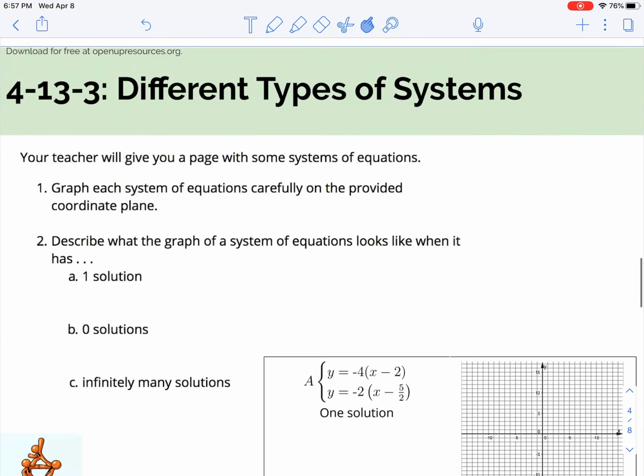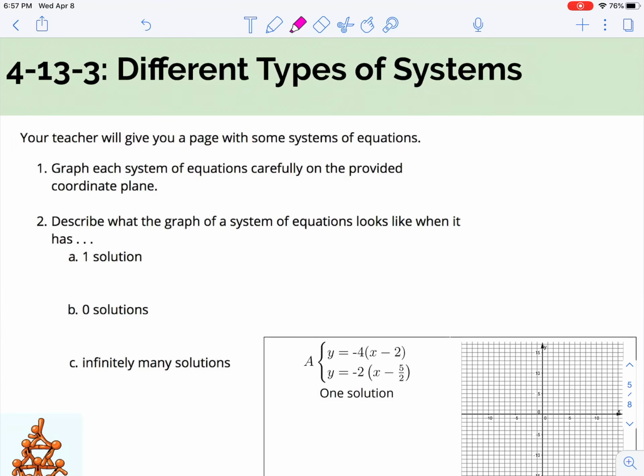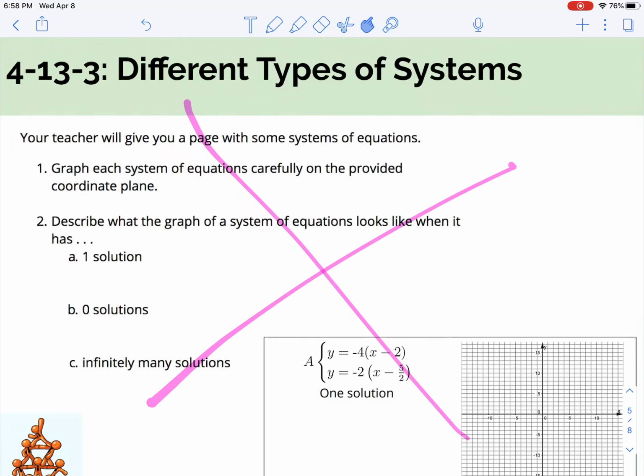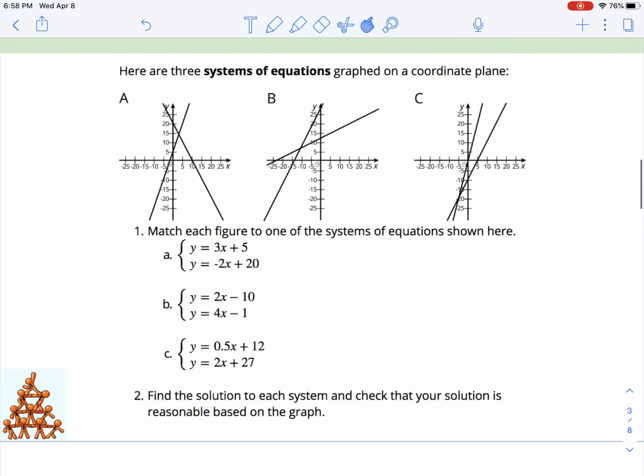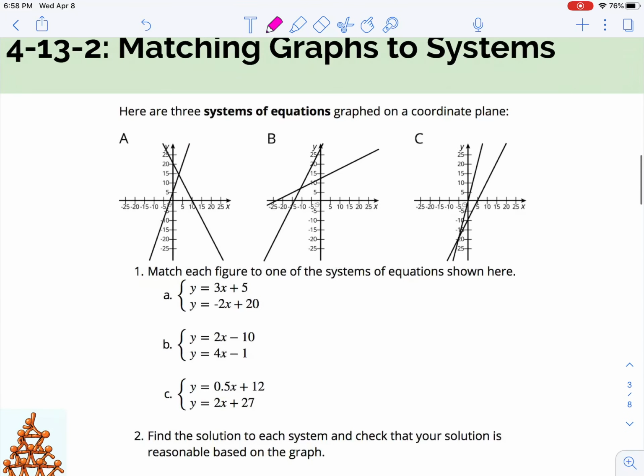And then in your book, lesson 3, I can't figure out a way for us to do this without making more work for me and for you guys, because it was meant to be done in partners and with extra worksheets and stuff. So we're just going to cross it out, because it's going to be too much work for all of us. So we're not going to do lesson 3. We're just going to do problem 2.